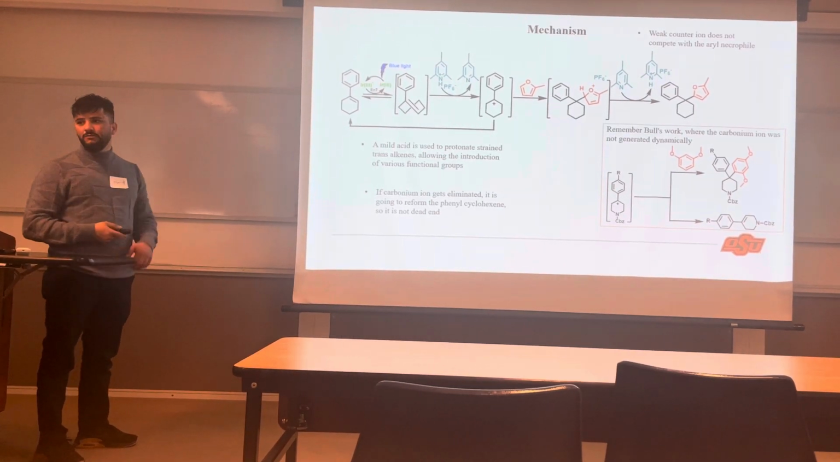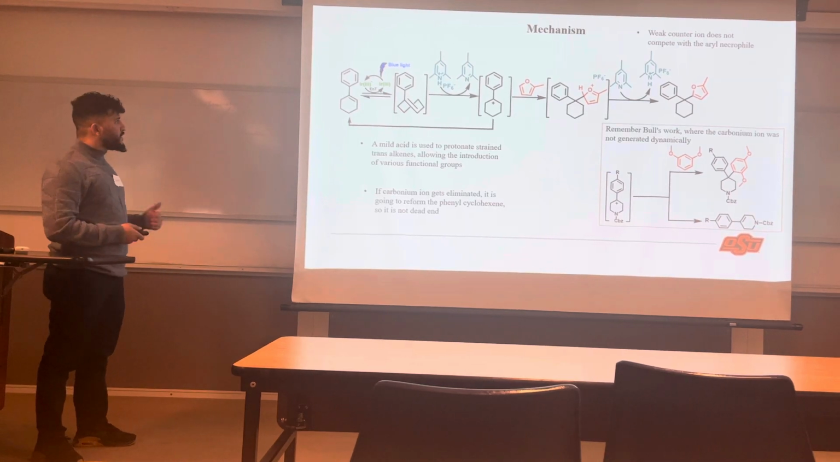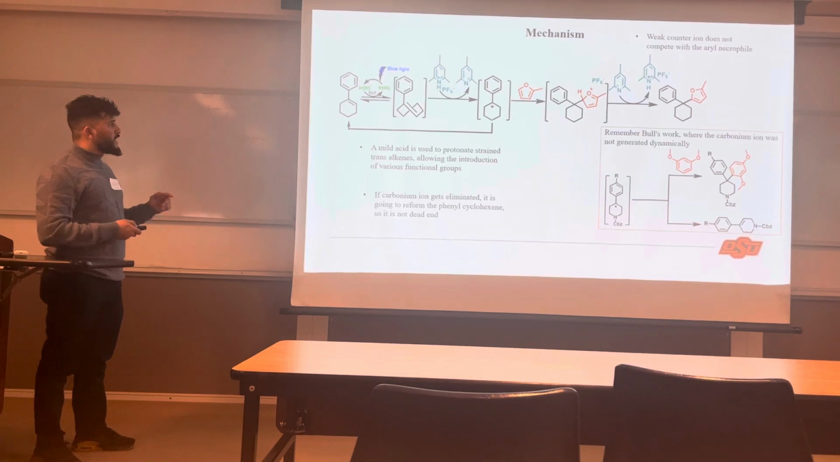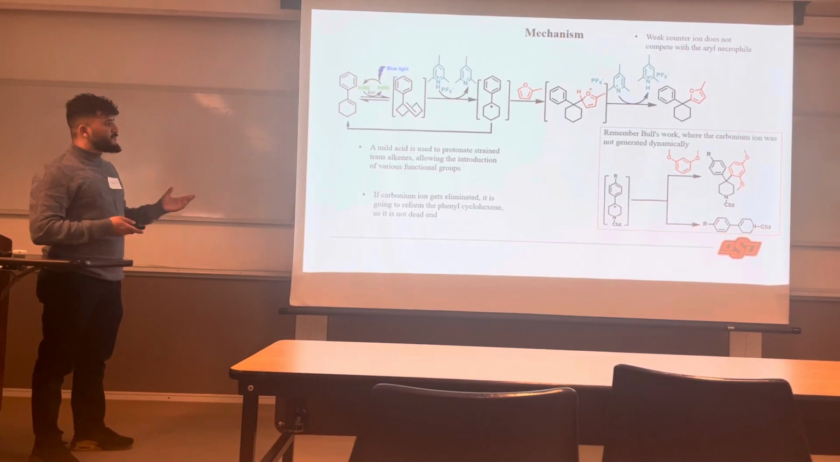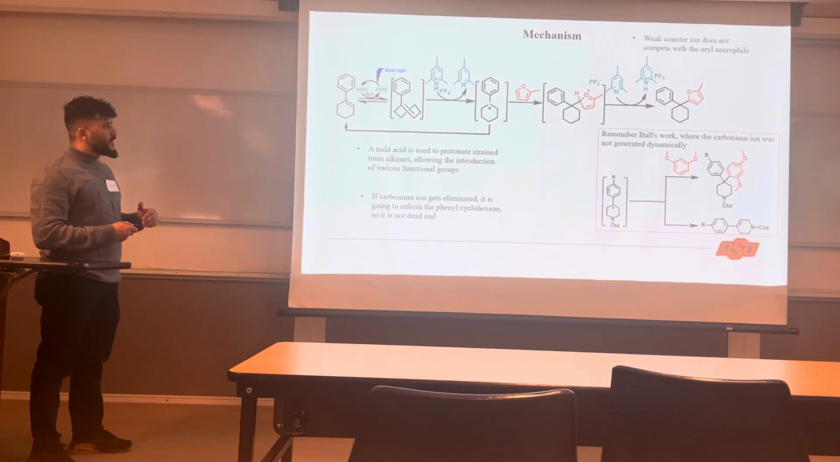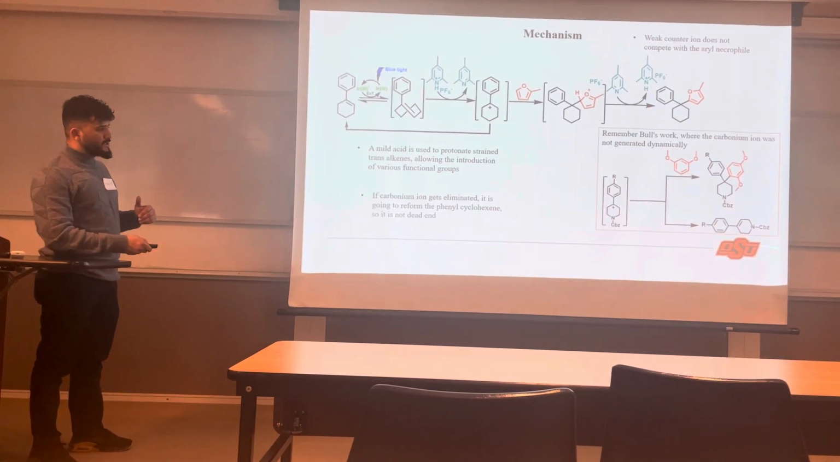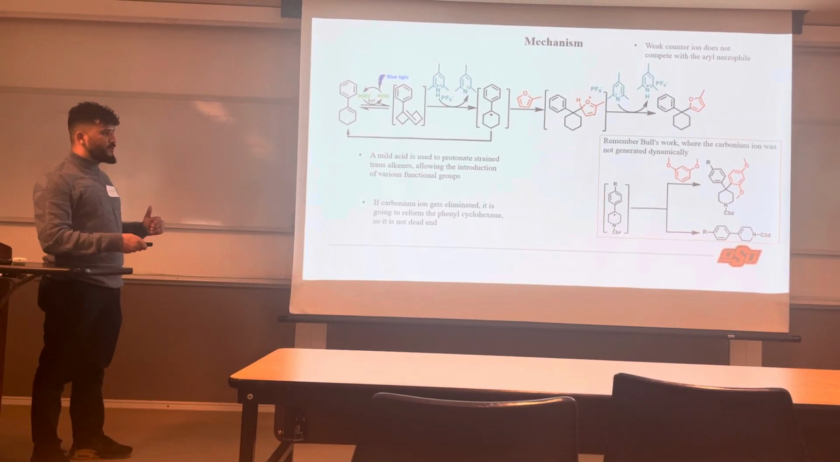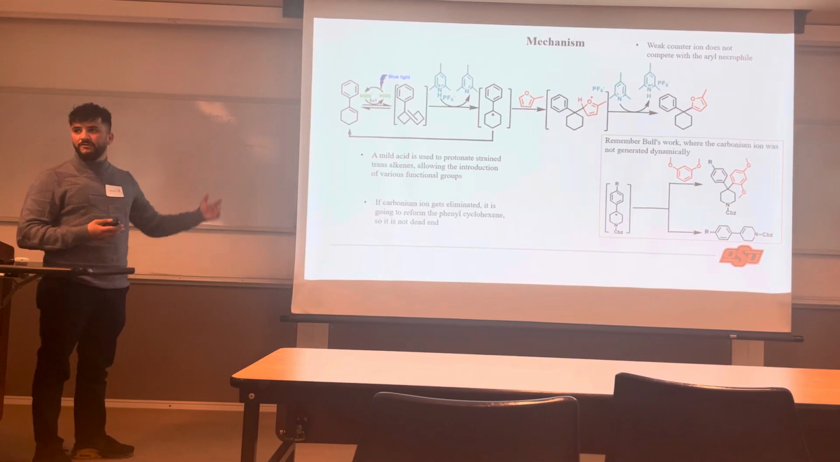So this is some of the improvement we did. We used photocatalysts. We were able to use weak acid and increase the functional group tolerance. Also, we were able to generate the carbenium ion dynamically, as opposed to those people, who do not generate the carbenium ion dynamically. And this has caused us to increase the yield of this reaction.